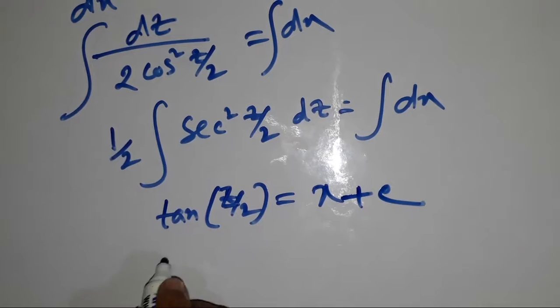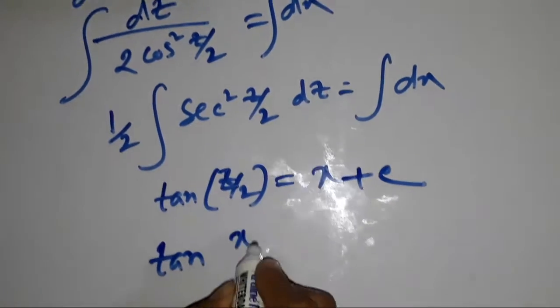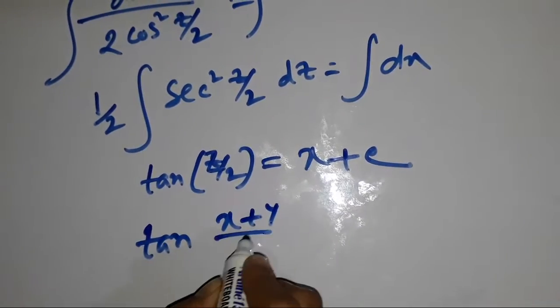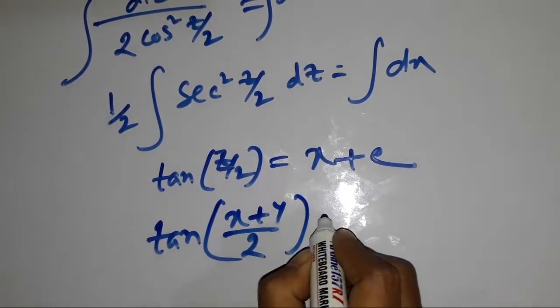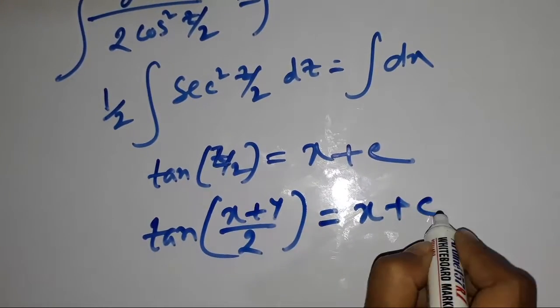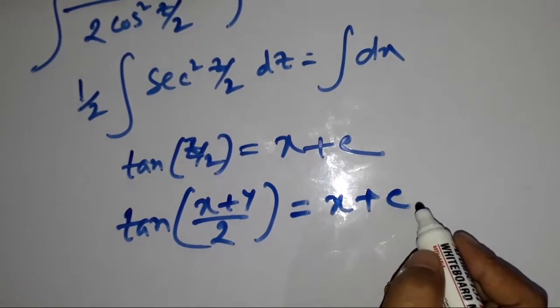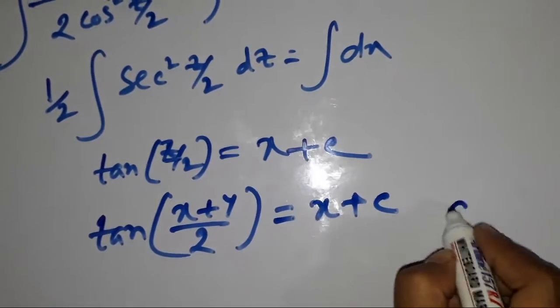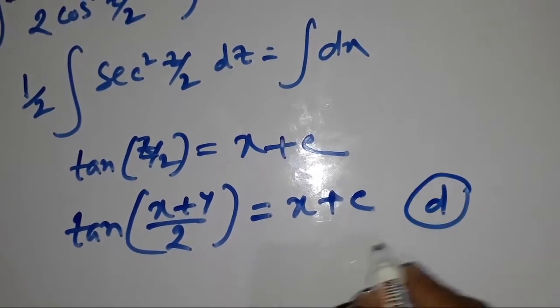Now we replace z by x + y from equation 2, so tan((x + y)/2) = x + c, where c is an arbitrary constant, and this is option D. So option D is the right answer.